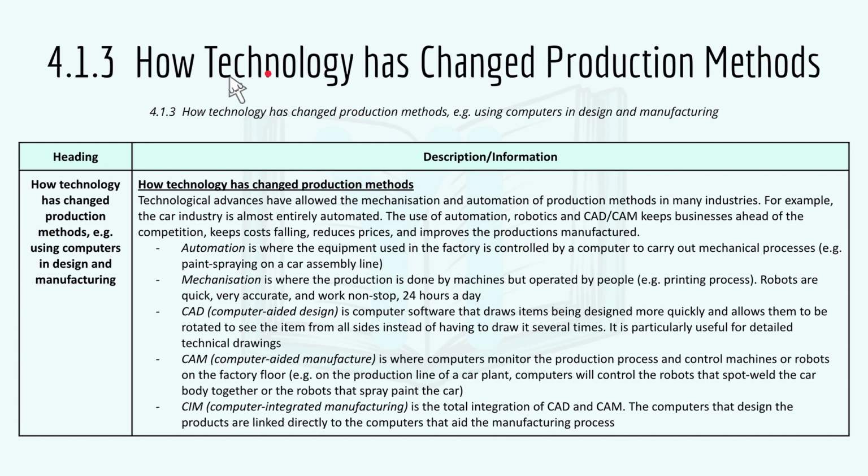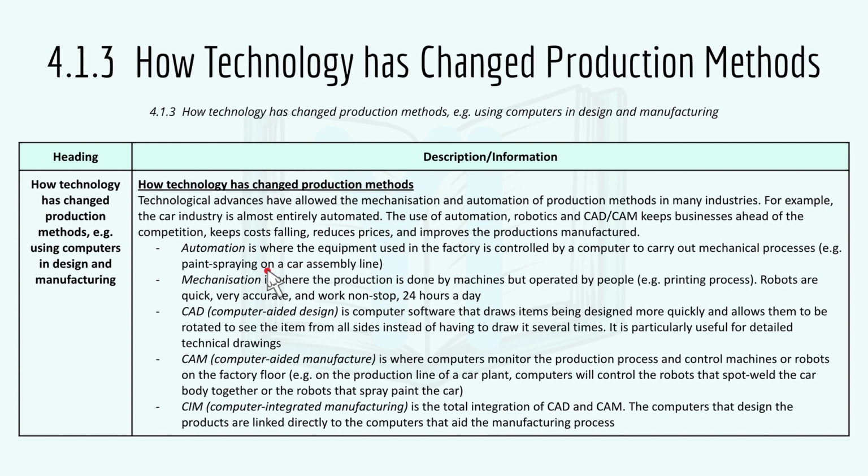Then we have 4.1.3, how technology has changed production methods. Technological advances have allowed the mechanization and automation of production methods in many industries. For example, the car industry is almost entirely automated, like using robot arms to assemble things. And the use of automation, robotics, CAD or CAM keeps businesses ahead of the competition, keeps costs falling, reduces prices and improves the quality of the product manufactured.